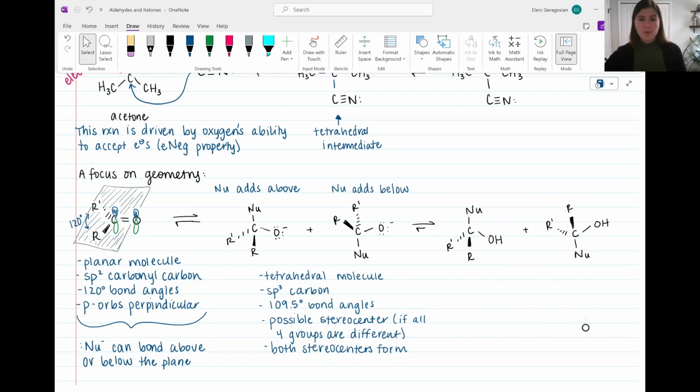So a couple things to remember, that we start with a planar molecule. When the nucleophile adds, we form a tetrahedral molecule where both stereoisomers would form. If we do have four different groups, you would have both stereocenters in the product.